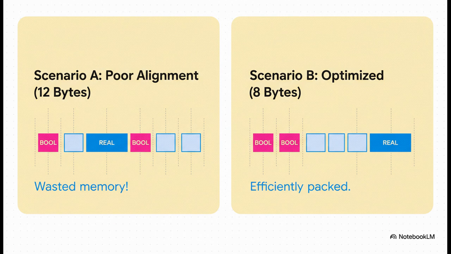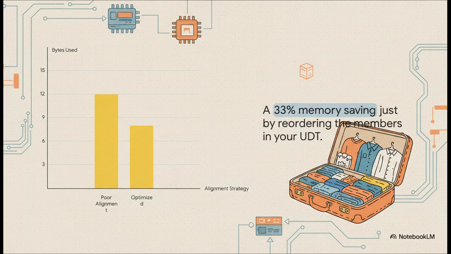But look at scenario B. By simply grouping the bools together, they get packed neatly into a single 4-byte word. There's no wasted space, it's the exact same data, but now it only takes up 8 bytes. And when you see it visually like this, the impact is obvious. We're talking about a 33% memory saving just by reordering a couple of lines in your UDT definition. It's just like packing a suitcase. If you do it carefully instead of just throwing everything in, you can fit a whole lot more.